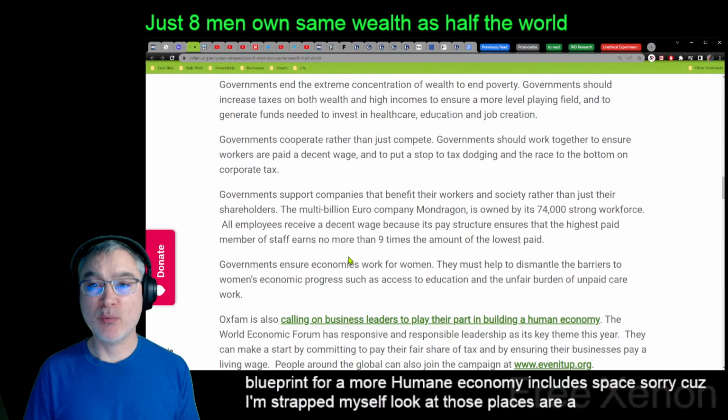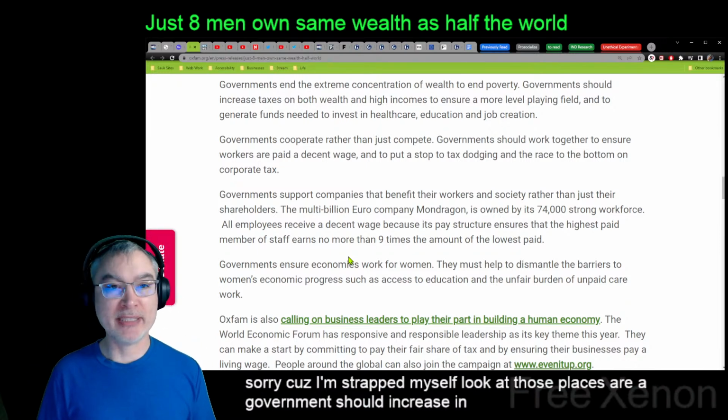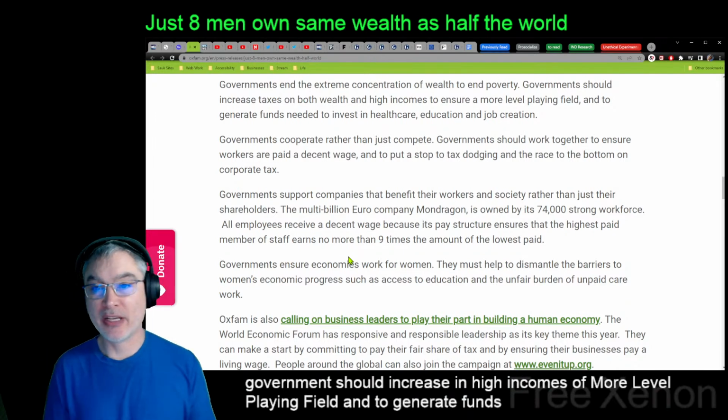Governments end the extreme concentration of wealth to end poverty. Governments should increase taxes on both wealth and high incomes, to ensure a more level playing field and to generate funds needed to invest in healthcare, education, job creation.